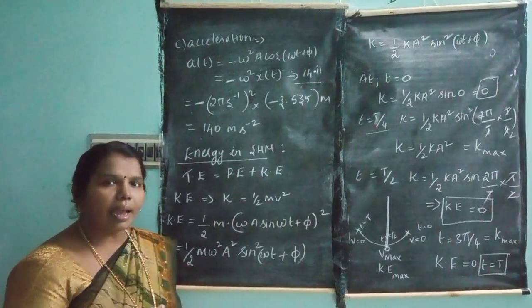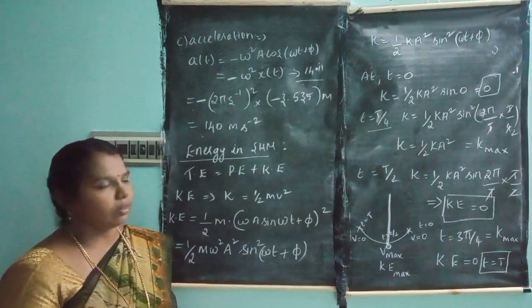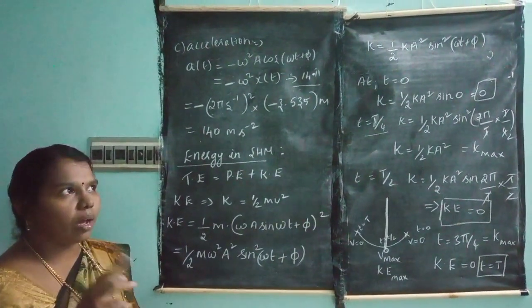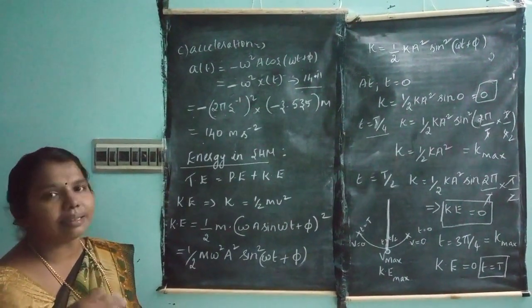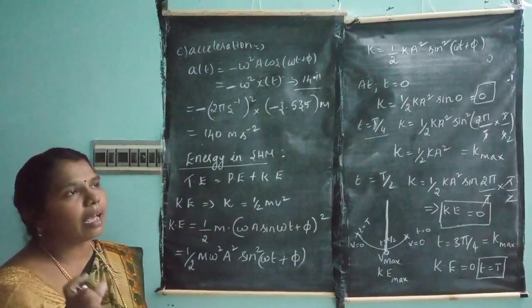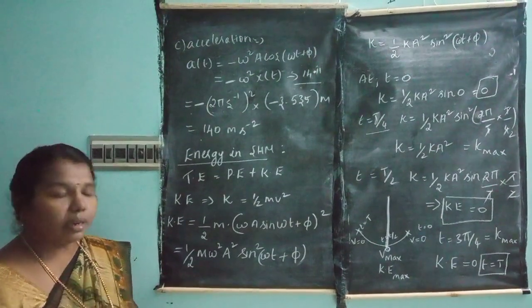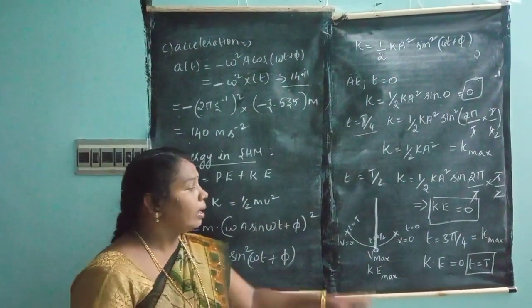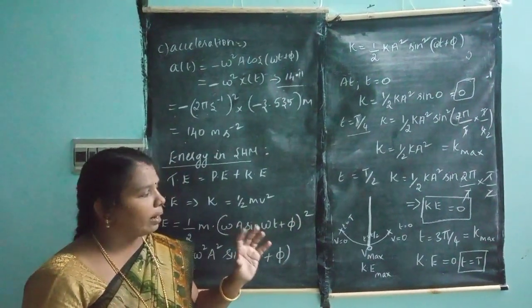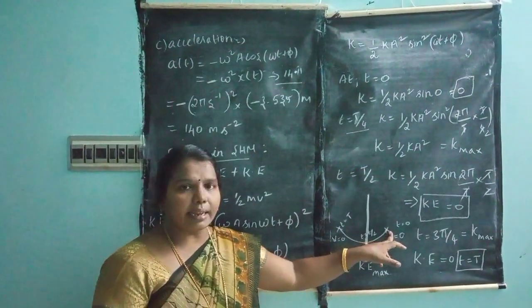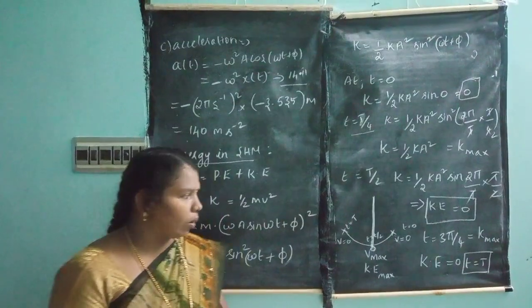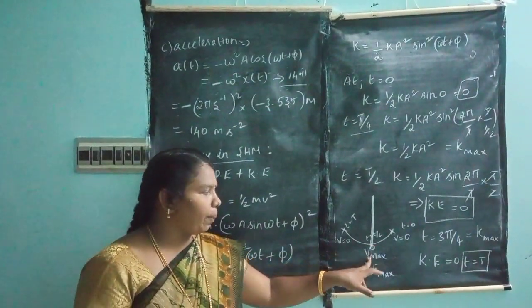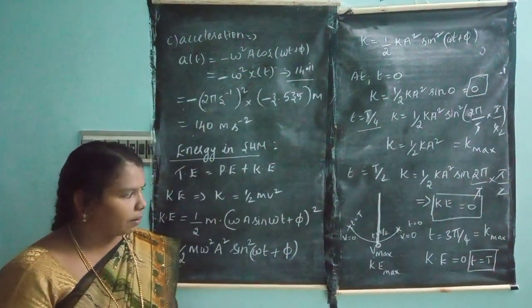You already understood this topic in gravitation, where these topics were discussed under Earth satellites and orbital satellites. I am taking this concept only. So when it is at the extreme position, the velocity is equal to 0. When it is at the mean position, the velocity is maximum.